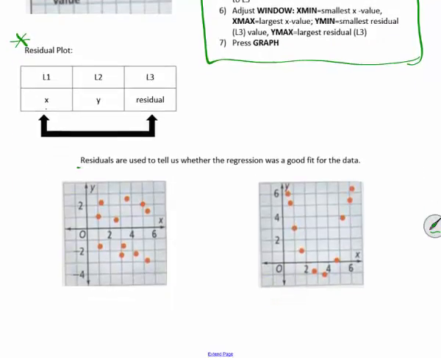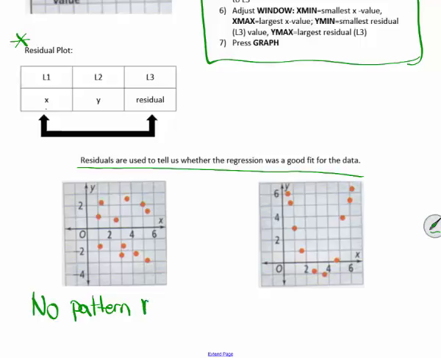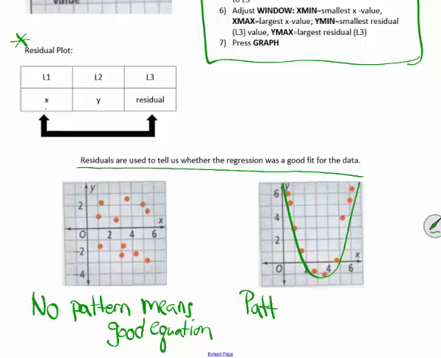So again, this is what I just said up top. Residuals are used to tell us whether the regression was a good fit for the data. If you get no pattern in your residuals, that means it's a good fit. It means good equation. If you get a pattern, right here we clearly have a nice U pattern, that means it's a bad equation. So pattern is bad.